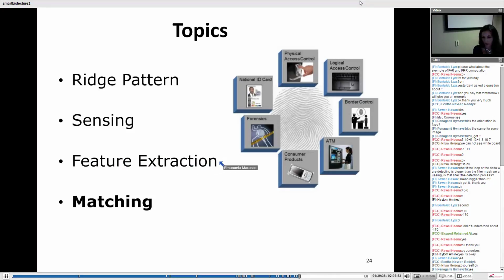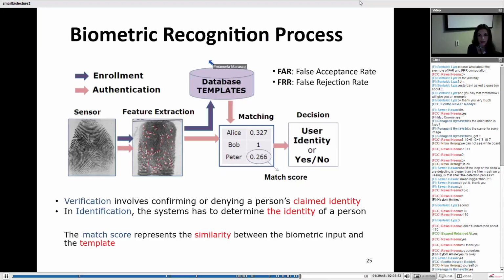And then we also did some picture extraction. Now we are going to see more details about the matching module. So this is pretty cool. I think we have already discussed this slide very well.